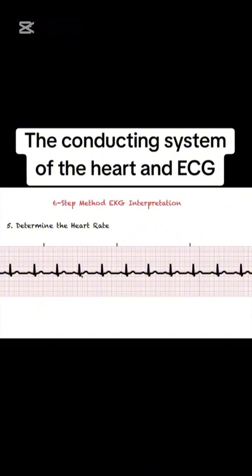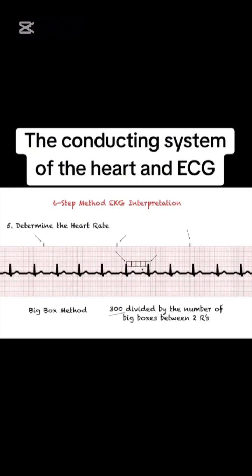Second method that we can use to calculate the heart rate is the big box method. And the way this works is that we divide 300 by the number of big boxes between 2 R's. Our magic number is 300. So for this strip, we are going to use these 2 R's right here. We have 1, 2, 3, 4, 5 big boxes in between R's. And so, using the formula, 300 divided by 5, we have 60 beats per minute. This method works better for regular rhythms only.